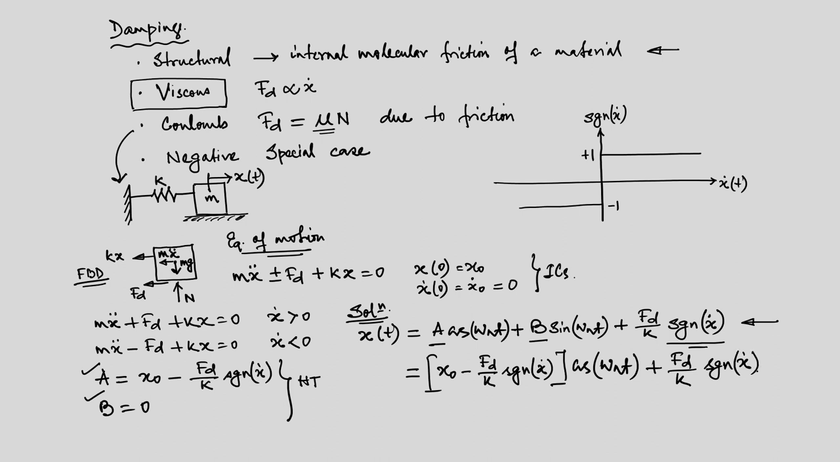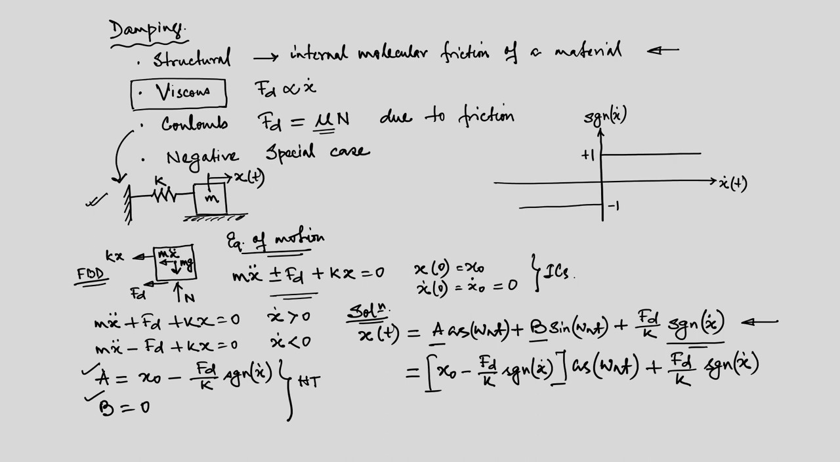That is the solution in this case. Now, we have an edged up system where we have Coulomb damping. That means we have damping due to friction, and for that we have derived the equation of motion, and then we have also now the solution.